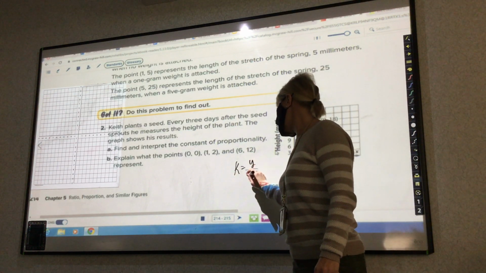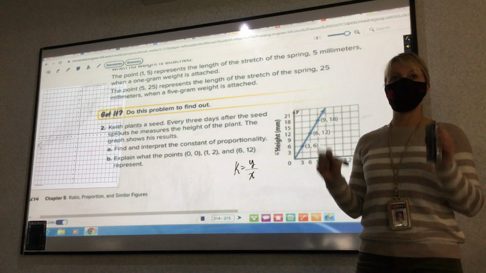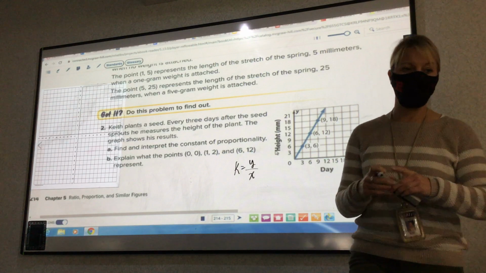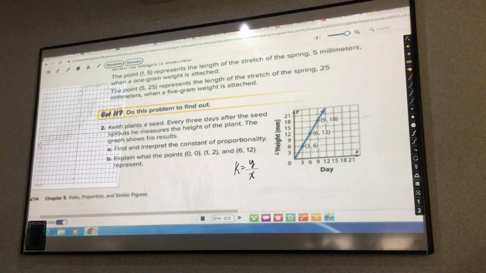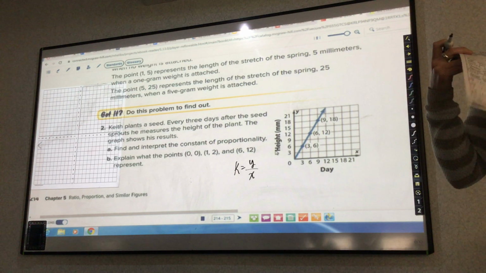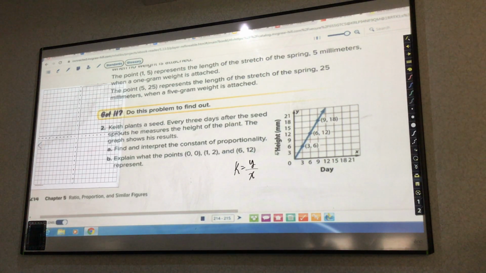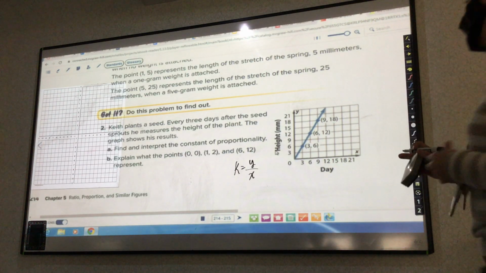Y over X. You have to have that memorized. Constant equals Y over X. That is in our notes from yesterday. That's why today I went over it. I highlighted it. I said, this box is going to be the most important box that you're going to need to know. Okay? So to find my constant, it's Y over X.